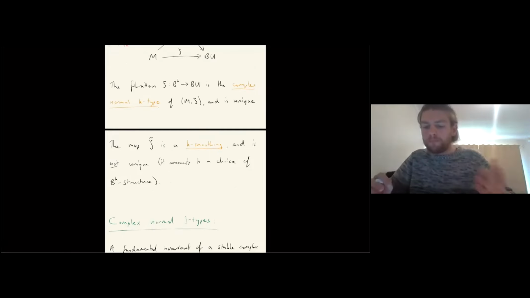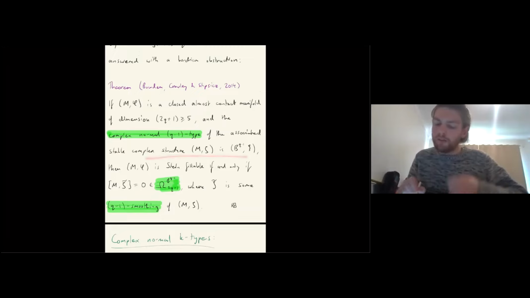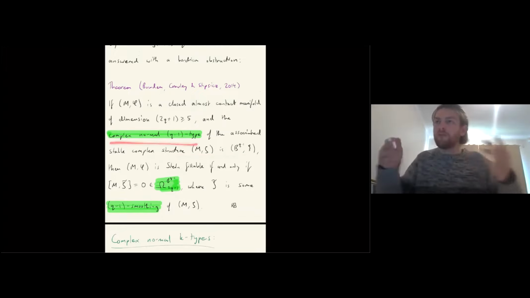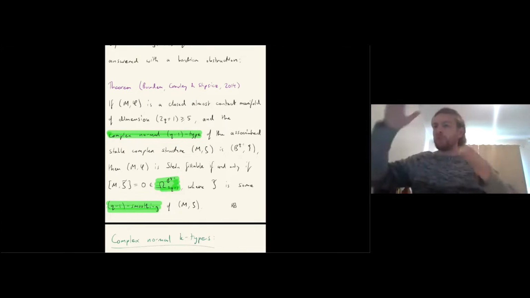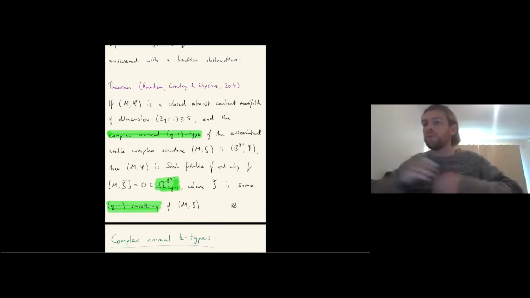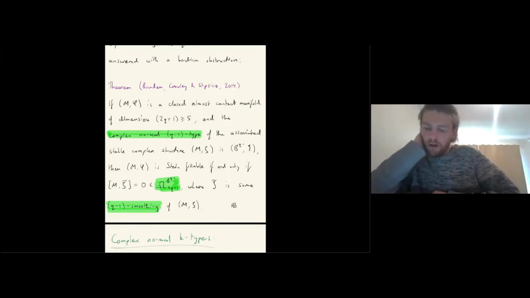Okay, circling back to here, what have we said? We take a closed almost contact manifold, and we take the associated stable complex structure by just stabilizing. It has this invariant from the Postnikov factorization, the complex normal k-type. This was a G-structure, so you get these G-bordism groups, and we want to look at whether an element in there is trivial or not. This was the work of, as I said, Bowden, Crowley, and Stipsicz.